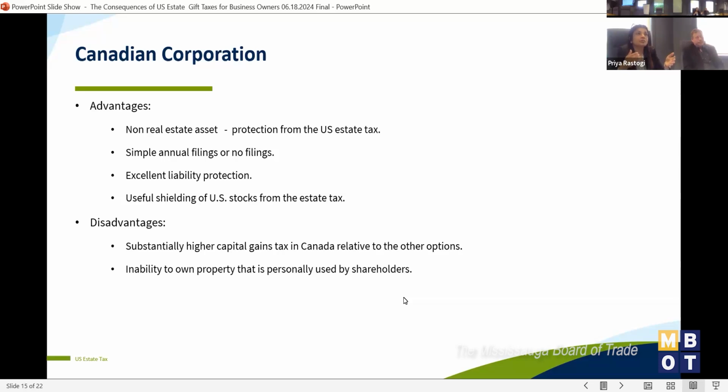With this structure, there are also substantially high capital gains, because in Canada, capital gains are now pretty much getting to the peak. So this structure is not recommended for real estate, but certainly a blocker corp can be used for US portfolios. So let's maybe stop there a little bit, because I think this is important for people.